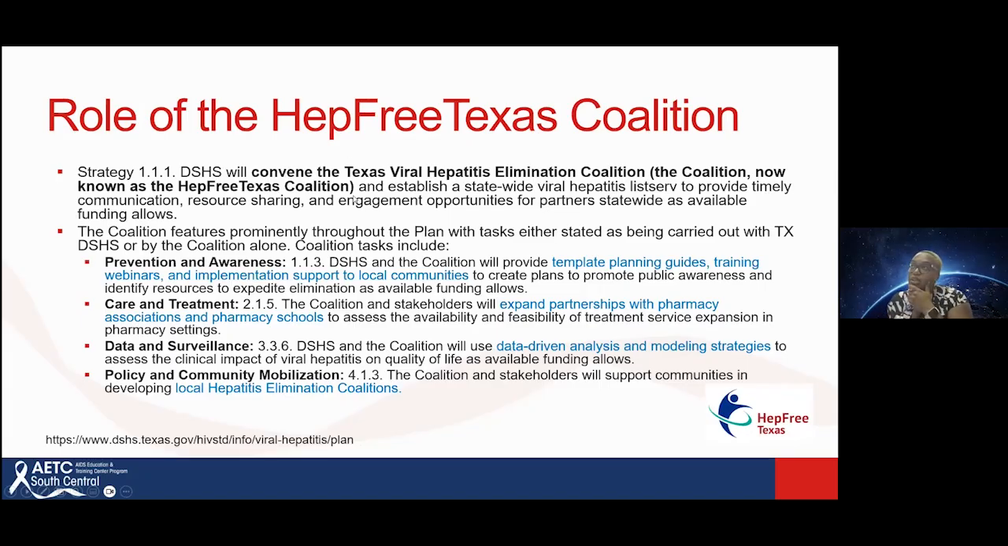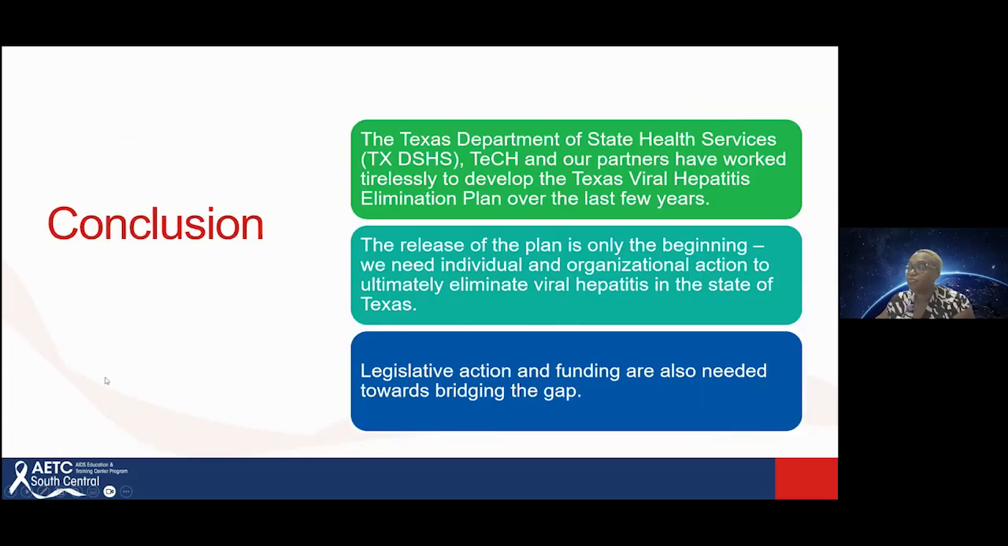Currently, the steering committee is going to meet at the end of July, and so we're trying to keep the momentum and push forward with getting these tasks started within the plan. And so, in conclusion, the Texas Department of State Health Services, TEC, and our partners have worked tirelessly to develop this plan over the last few years. The release of the plan is only the beginning. We need individual and organizational action to ultimately eliminate viral hepatitis in the state of Texas. And then lastly, legislative action and funding are both needed towards bridging the gap of certain aspects within the plan that need to be addressed.